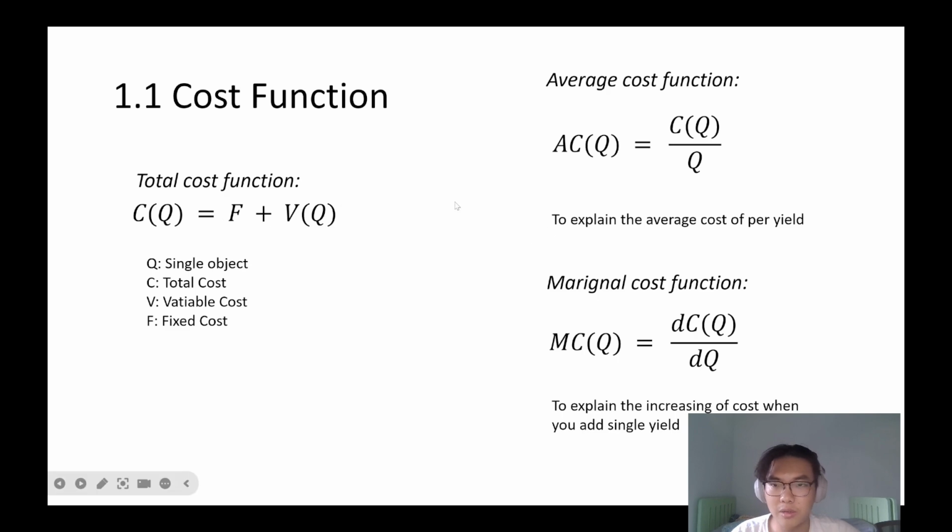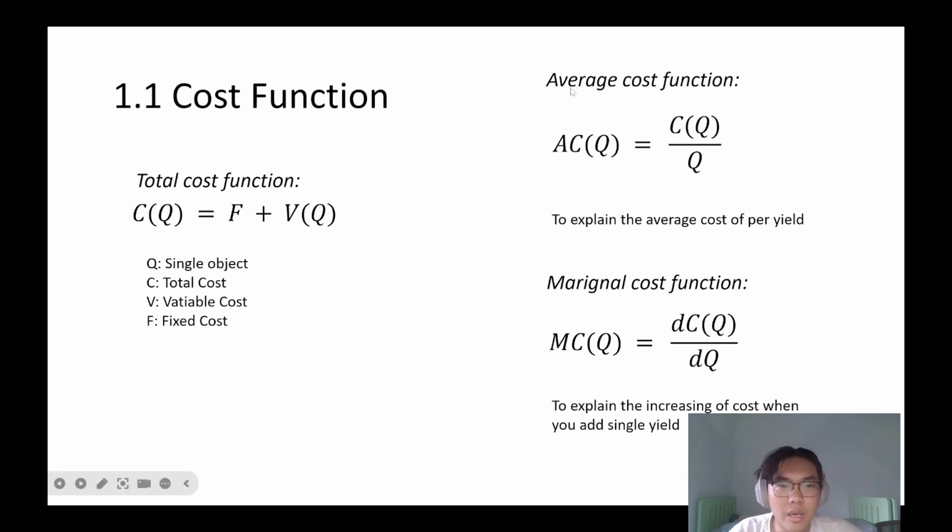So first, let's talk about the cost functions. Basically, they are the total cost function, average cost function, and marginal cost function. For the total cost function, Q is the number of units we sold, and C is the total cost. C equals F, which is the fixed cost and is constant, plus the variable cost, which will change in proportion to Q.